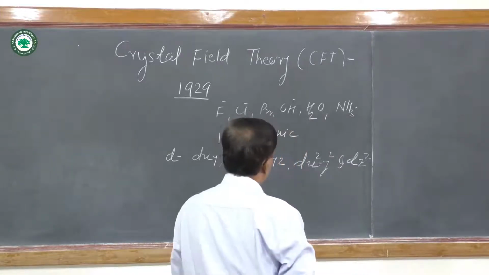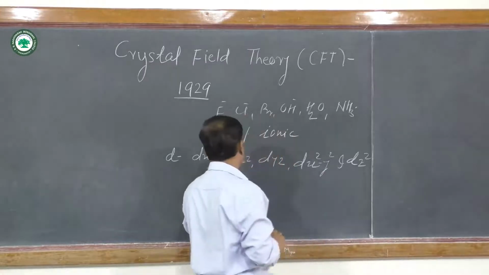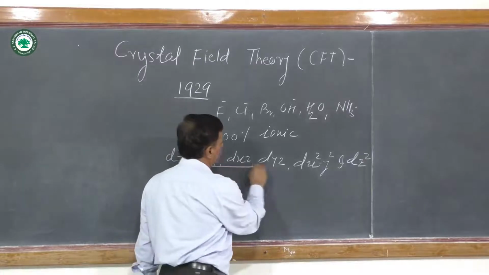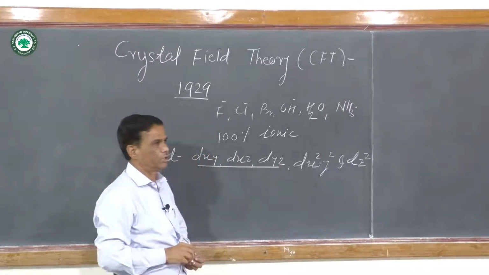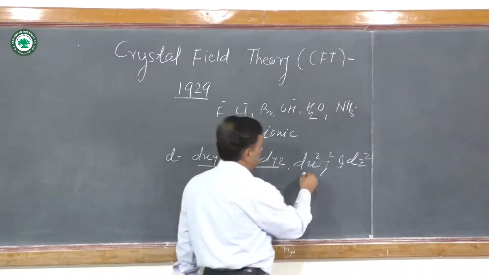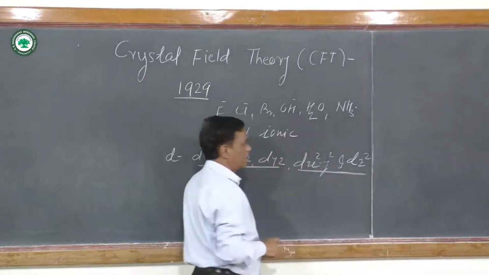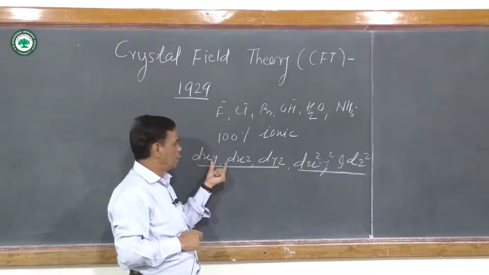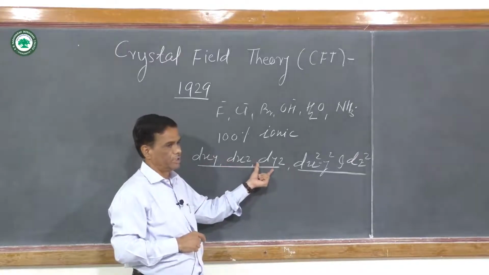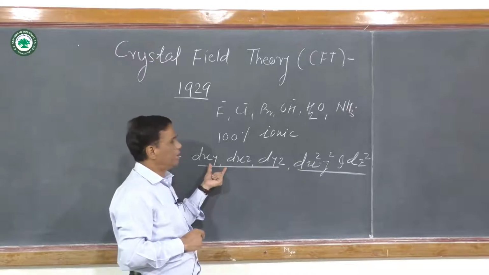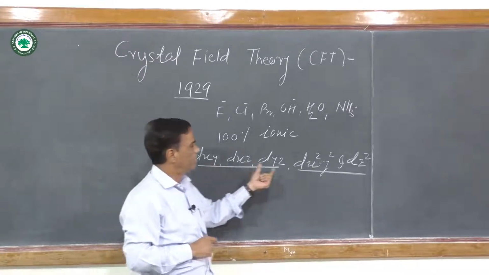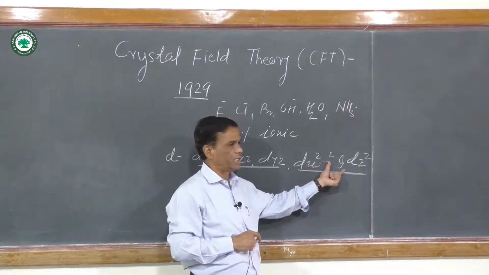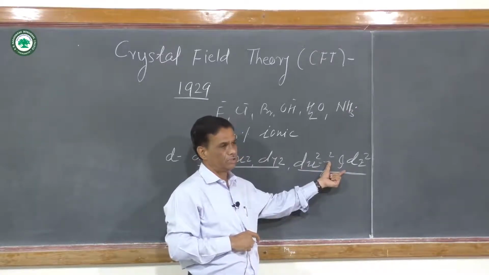If you see the shape of these orbitals, the first 3 d orbitals are clover leaf shape. They are clover leaf shape, and the remaining 2 d orbitals are dumbbell shape. These 3 d orbitals, dxy, dxz and dyz, lie in between the axes, whereas these 2 d orbitals, dx square minus y square and dz square, lie along the axes.